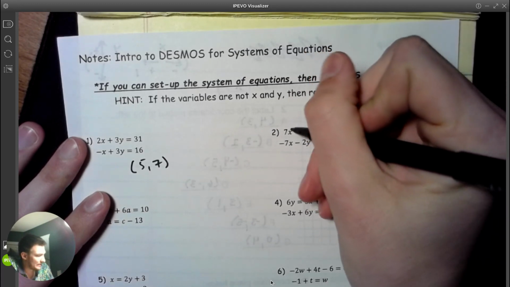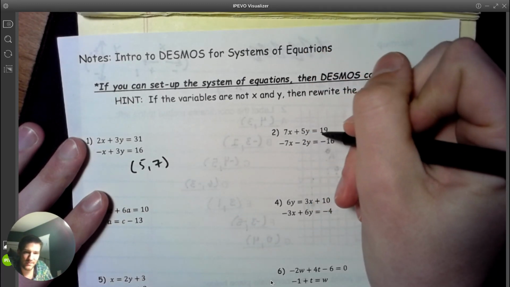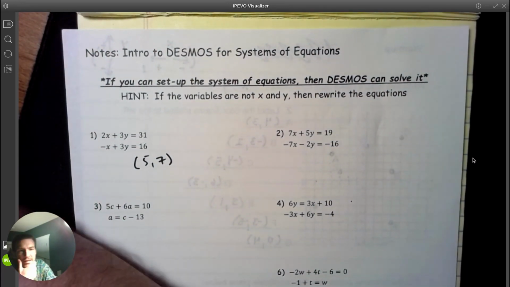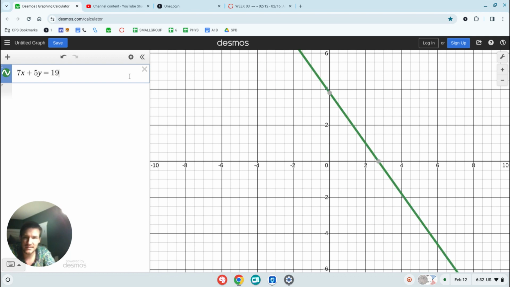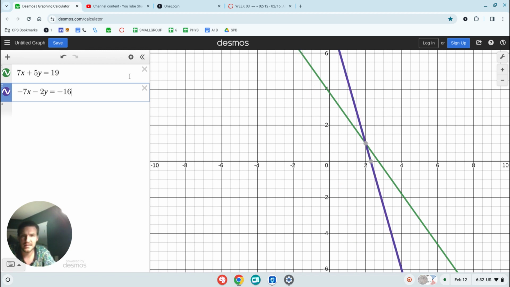Recommend it. 7x plus 5y equals 19. Negative 7x minus 2y equals negative 16. Type it in. 7x plus 5y equals 19. Negative 7x minus 2y equals negative 16. And this one, we don't even have to zoom out. 2, 1. Good enough. Now, I do want to point out, we're looking for where do these two lines touch.